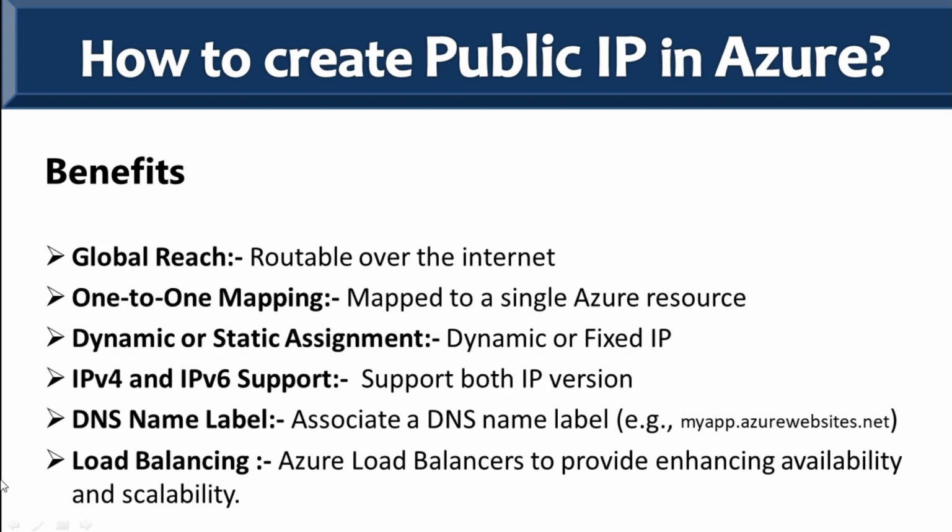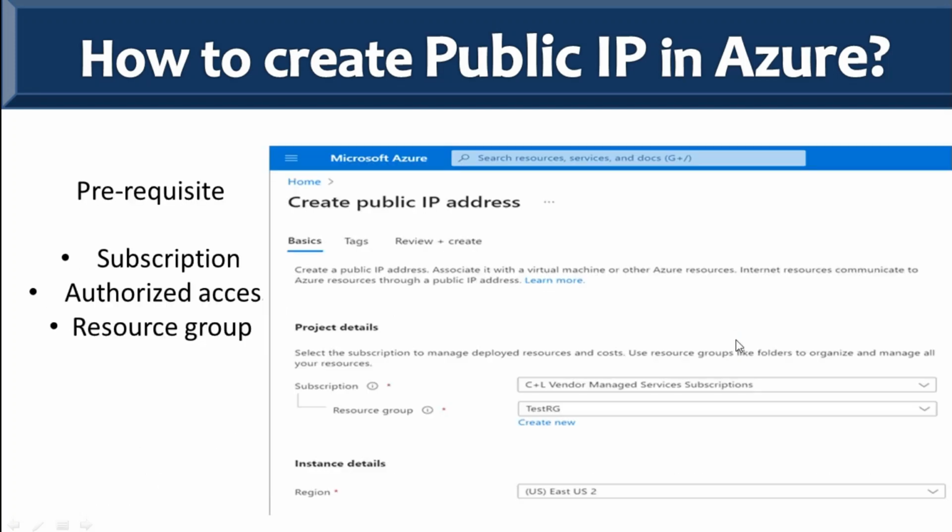Then load balancing. Public IPs are often used in conjunction with Azure Load Balancer to distribute incoming traffic across multiple resources, enhancing availability and scalability. So these are the benefits of an Azure public IP. Now let's look into the prerequisites of the public IP.